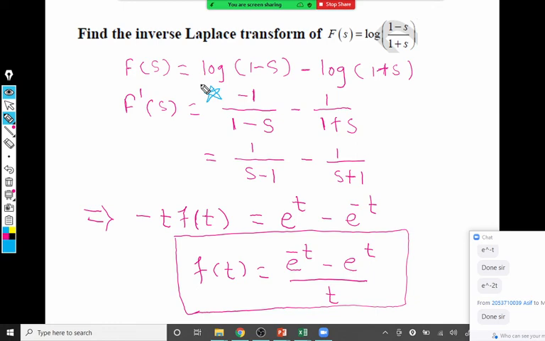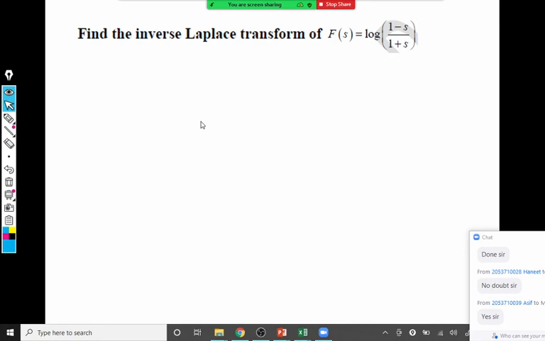Any doubt here? After this, one last question we'll do and then we'll stop, because the remaining questions are similar, you can do them on your own. So can we move to the last question? Okay, good. So here is the last question.